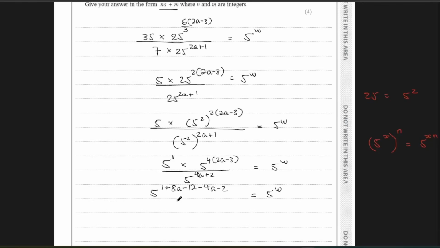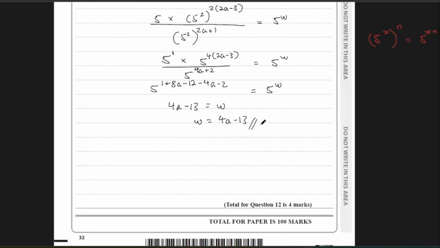The power on the left-hand side is 8a minus 4a. That becomes 4a. And if we add up all the numbers, 1 minus 12 is minus 11. Minus 11 minus 2 is minus 13. So 4a minus 13 is equal to w. And that's the answer. w is equal to 4a minus 13. And this is the end of June 2024 Mathematics B Paper 2R.